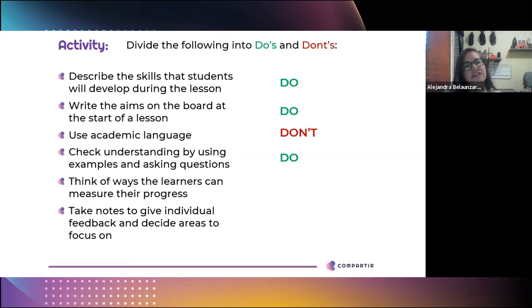And check understanding by using examples and asking questions, okay? Not all the times, at least, yes, as Mr. Carlos Omar says. It's important to check understanding by using examples and asking questions, because that way I know if they are actually getting the idea. And it's important also to think of ways in which the learners can measure their progress, so that they can be aware, and me as a teacher can also be aware of what they are doing, what they are learning.